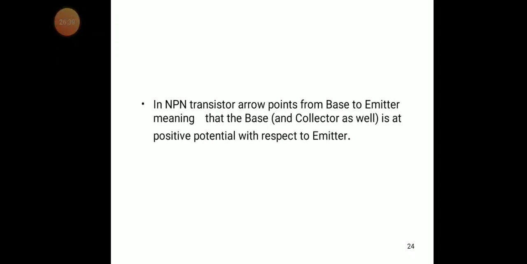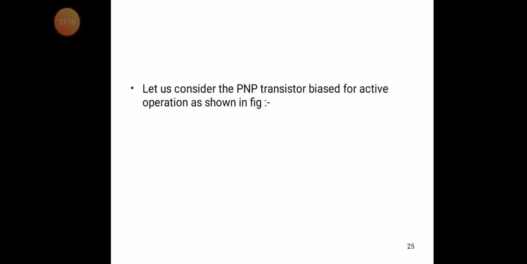In an NPN transistor, the arrow points from base to emitter. The meaning is that the base, and the collector as well, is at a positive potential with respect to the emitter, like that, positive to negative. The arrow always indicates the positive to negative side. We have two transistors, the NPN transistor and the PNP transistor.